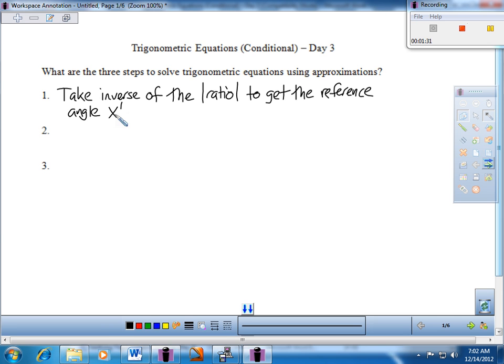So that's what we did yesterday. That was the key first step. It seems a little odd when we may be trying to get a negative ratio, but at least at the beginning, what we want to do is get the reference angle. So just treat it as positive temporarily.